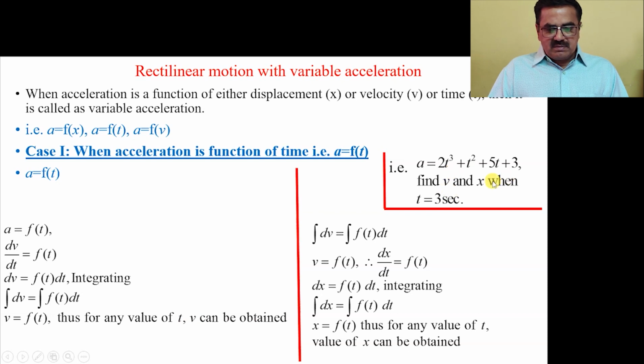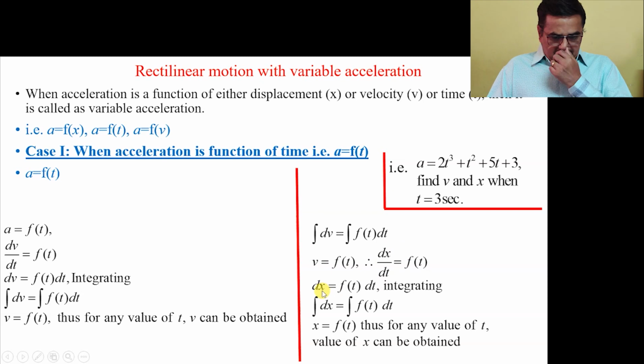Now our second problem is to find x when time t is given. So now we have to convert the given equation in terms of x and t. Already we have an equation in terms of velocity and time t. So v is equal to f of t. If we integrate this equation, integration of dv is equal to integration of f of t, and here integration of dv is equal to v is equal to f of t.